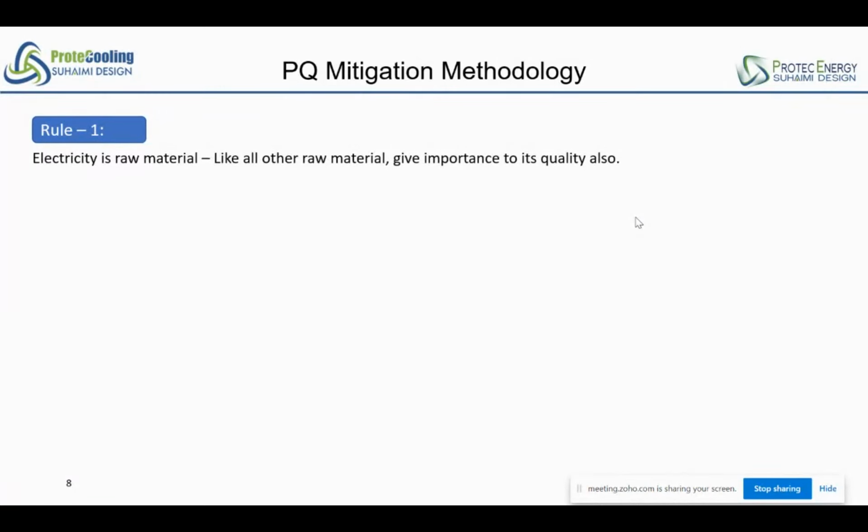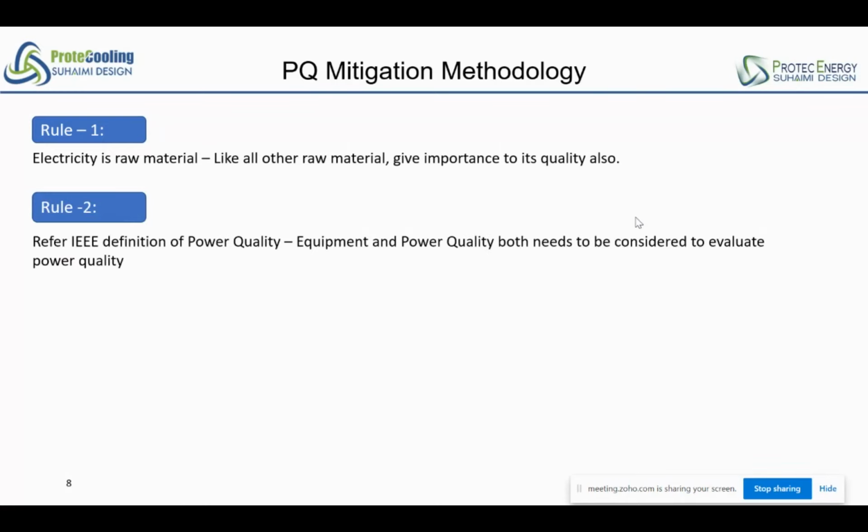Like we all understand, with any other raw material, if the quality is not good, the final product is not going to be good. The same is true with electricity. Then refer to the IEEE definition for power quality, which says it is the concept of powering an equipment in a manner that is suitable to the operation of that particular equipment. So IEEE talks not just about the electrical parameter, but also about the equipment. We need to take both into consideration, the electrical quality as well as the equipment, to come to a conclusion whether it is good power quality or bad power quality.